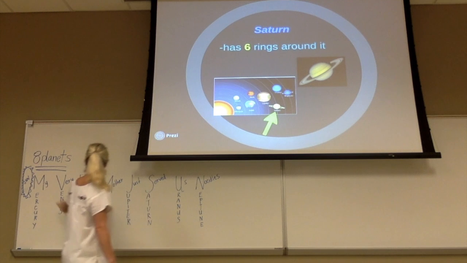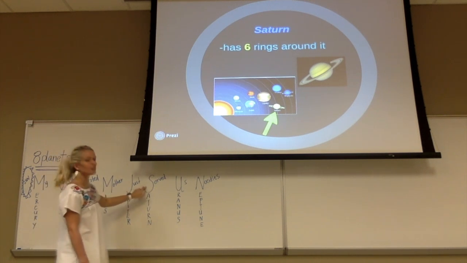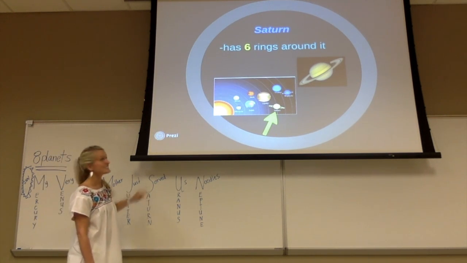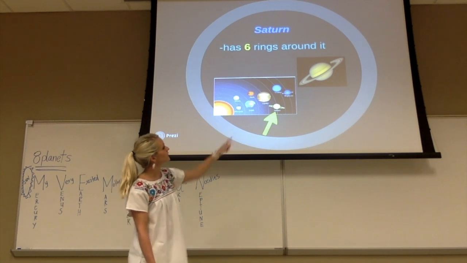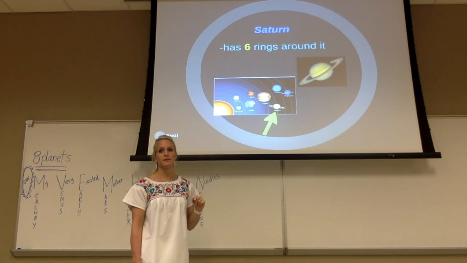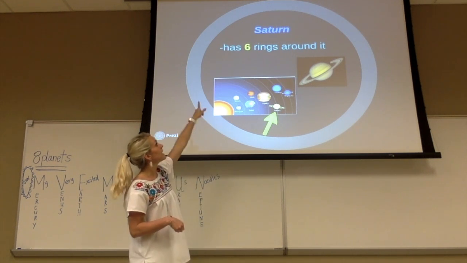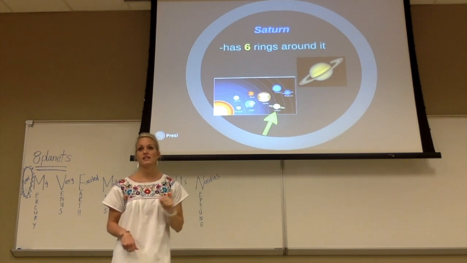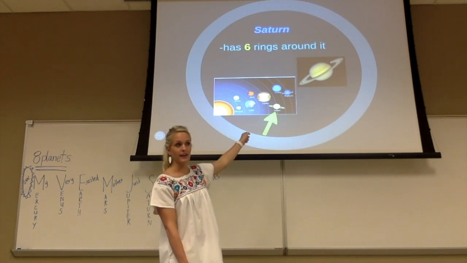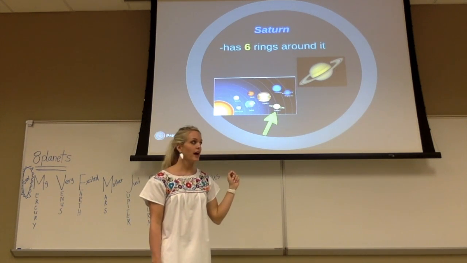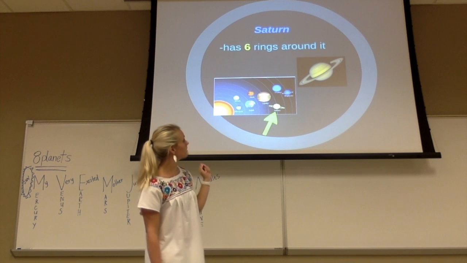Okay, what comes next? My very excited mother just served. What does S stand for? Saturn. Did you know? Look at that picture and tell me what is different about it. It has rings around it, right? Saturn has 6 rings around it. So go ahead, what are you going to write in your blank? 6, because it has 6 what? Rings. Good. Whenever you're finished, raise your hand.